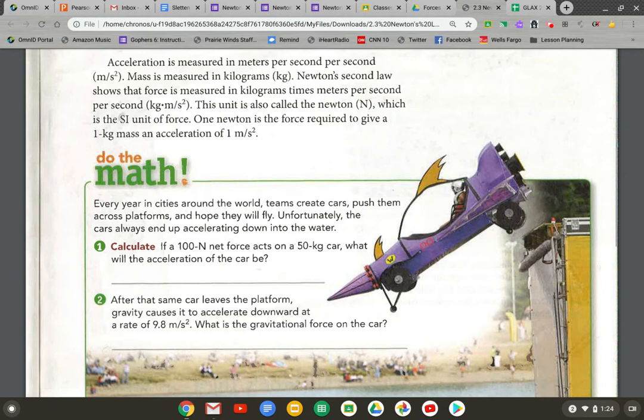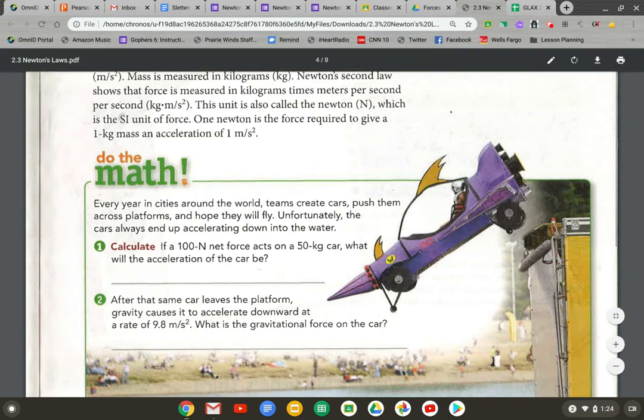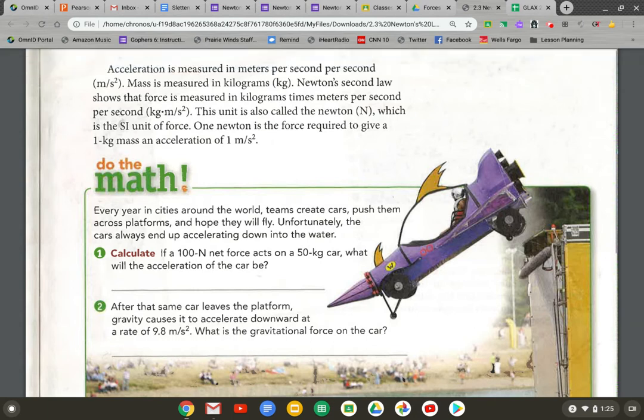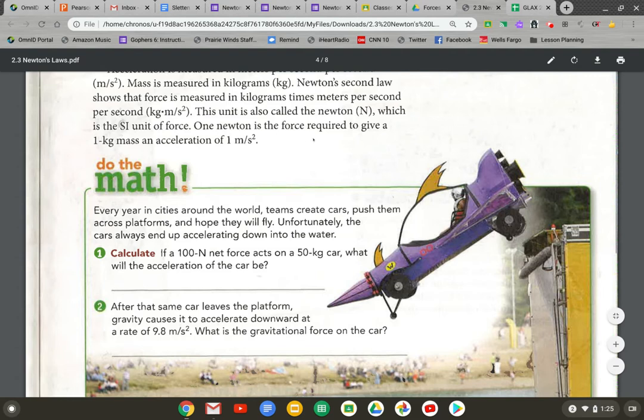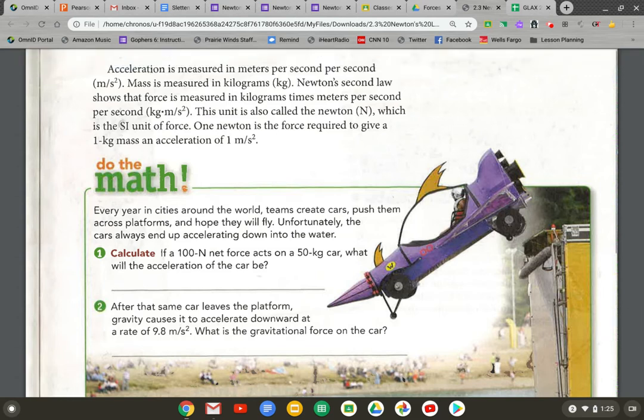Newton's second law shows that force is measured in kilograms times meters per second squared (kg·m/s²). This unit is also called the Newton, with a capital N, which is the SI unit for force. One Newton is the force required to give a 1 kilogram mass an acceleration of 1 meter per second squared. So that shows you the science behind why the Newton is used as the unit for force.